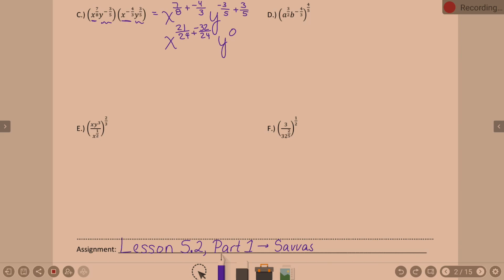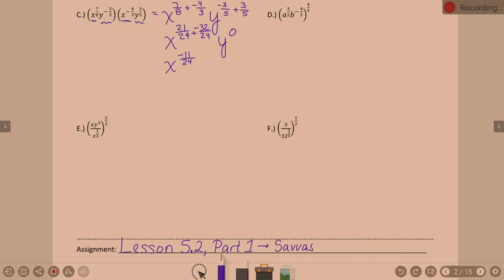Okay, let's go back to x. 21/24 plus negative 32/24. Well, I know it's something over 24. What is 21 minus 32? Negative 11. Negative 11/24. Yeah.